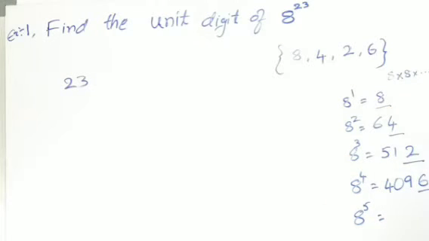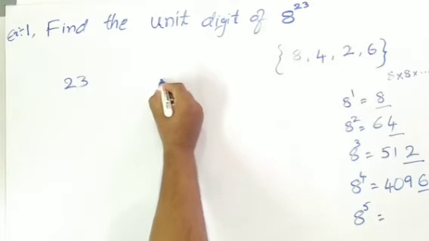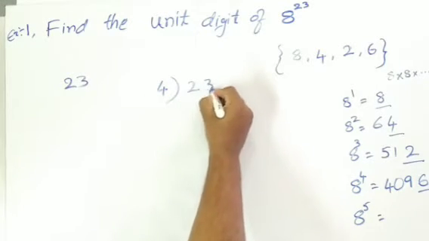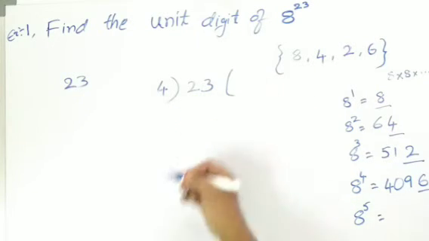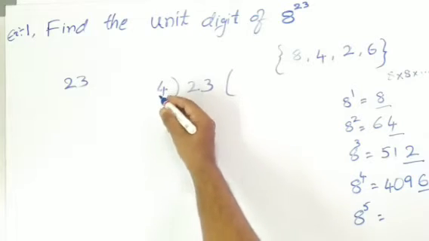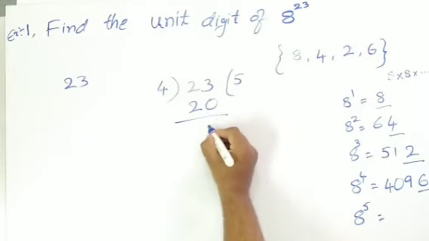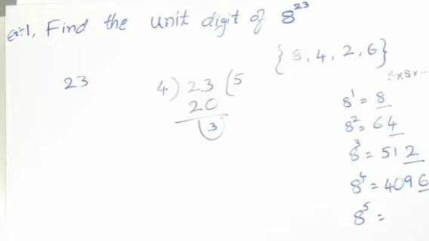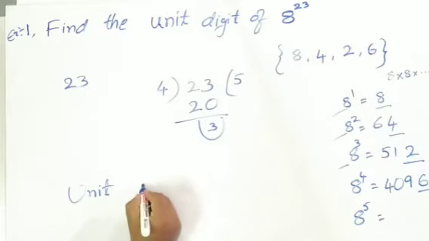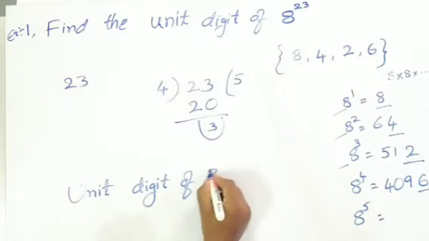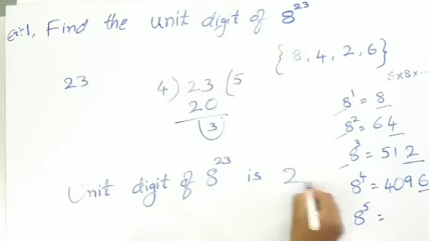Now, how many digits are repeating? 4 digits. So now we want to do 23, so divide 23 by 4. In the 4 table, 4 times 5 is 20, so the remainder is 3. Remainder is 3. See, 8 to the power 1, 2, 3. So 3 came, so the answer is 2. So the unit digit of 8 to the power 23 is 2.